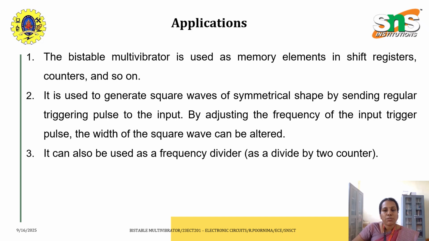By adjusting the frequency of the input trigger pulse, the width of the square wave can be altered. The square wave width depends on the triggering pulse we apply. The frequency of the triggering pulse determines the width of the output wave. It is also used as a frequency divider, for example a divide by 2 counter. So these are the various applications of the bistable multivibrator in digital circuits.